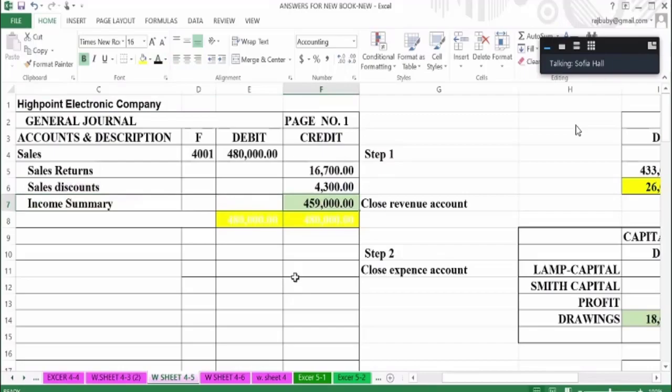This is the first step. When we are closing the revenue accounts, we are going to close those three. If it is in the debit side, we have to transfer it to the credit side to make zero. And sales returns and discounts are in the debit side, so we are transferring them to the credit side to make zero. The difference between those two is the actual sales, because we have returns and discounts. The actual sales, we are transferring to the income summary account.